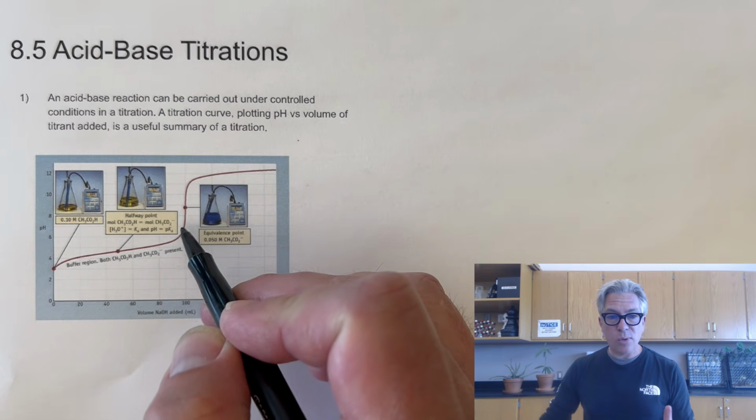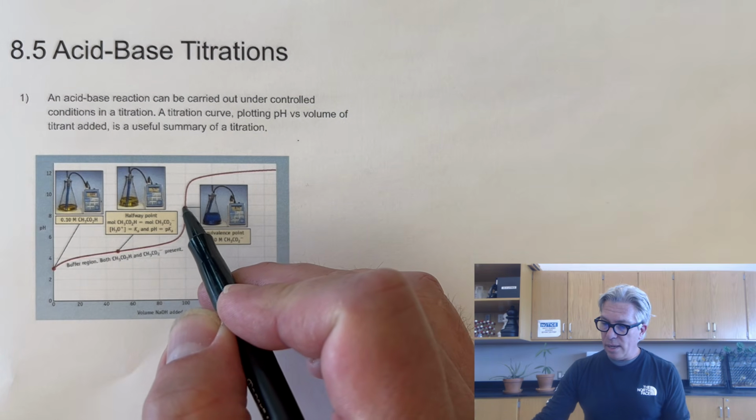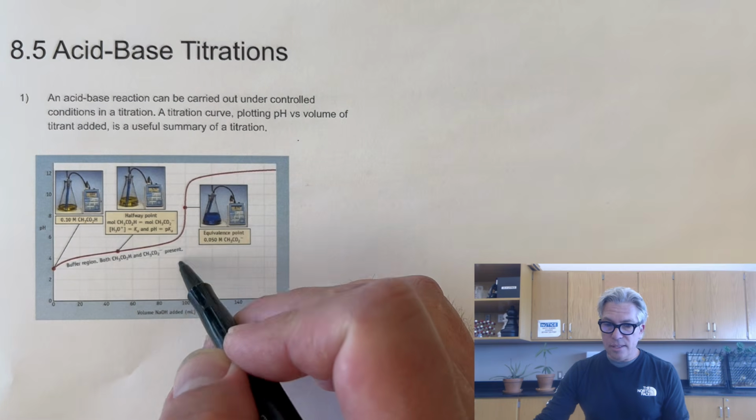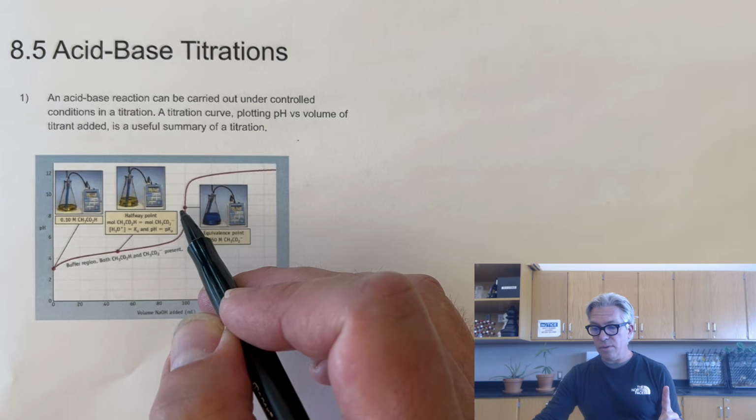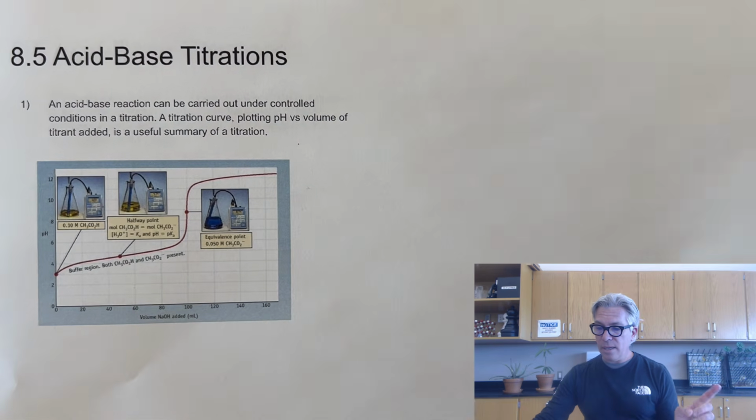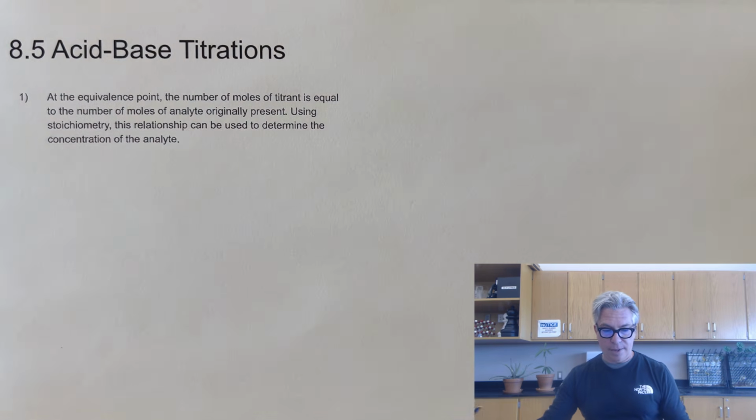You'll recognize the equivalence point of a titration when the graph gets steep. And halfway up that steep section, that's the point of your equivalence. The pH is changing rapidly, and that's how you know. Okay, so more on that in a little bit.